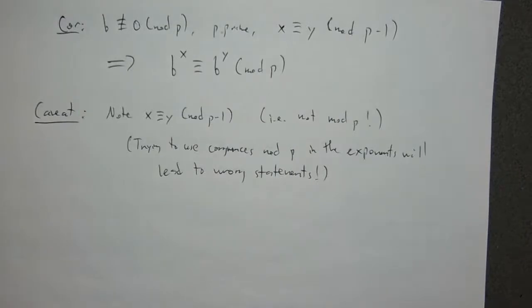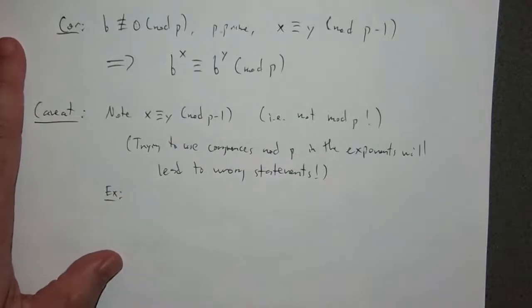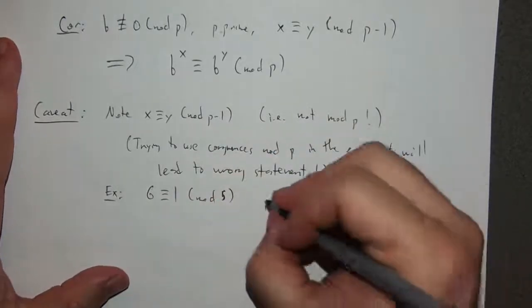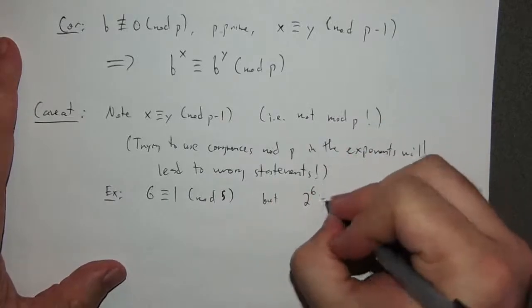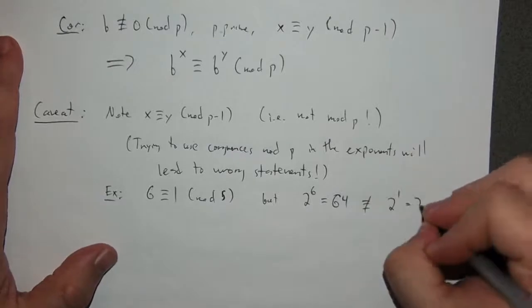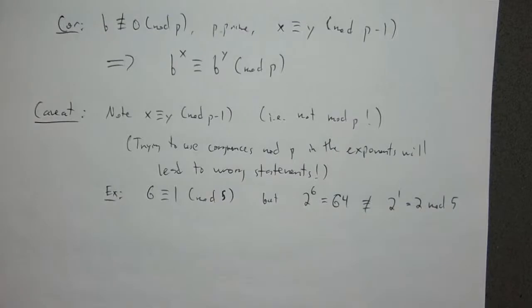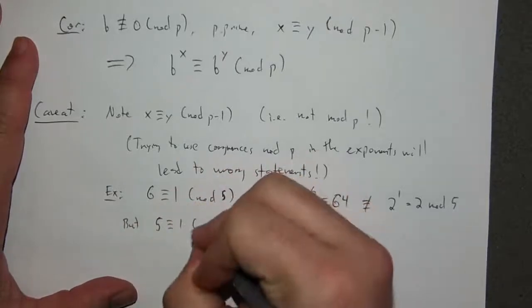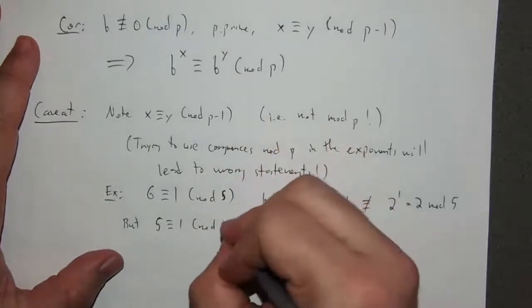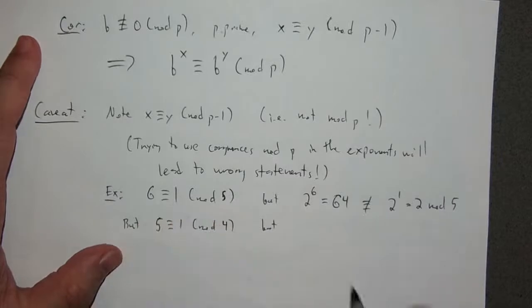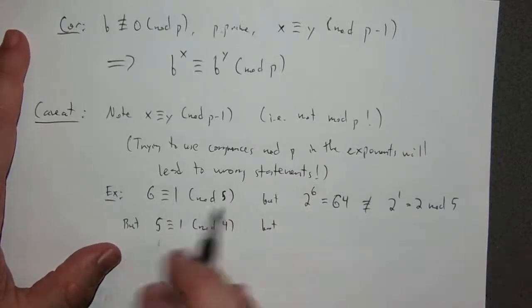Okay, there's a simple example of this, I think. So, example. 6 is congruent to 1 mod 5. But 2 to the 6, which is 64, is not congruent to 2 to the 1, which is 2, mod 5. In fact, it's congruent to 4 mod 5. But it's not always wrong. It's wrong for some things. But in general, this is a bad thing to do.